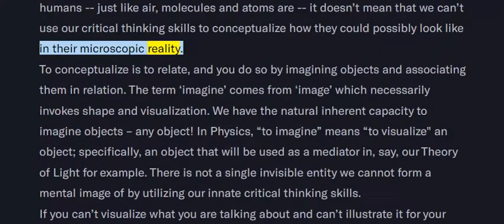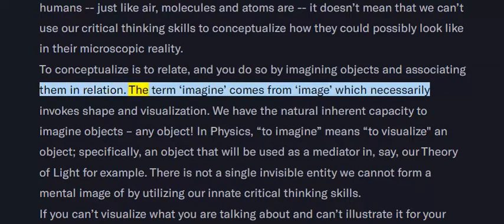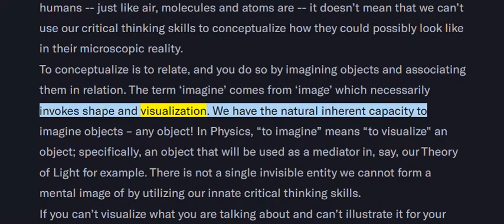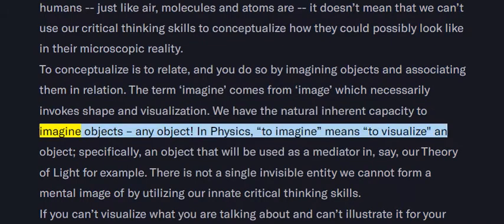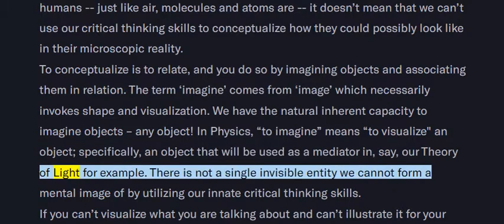To conceptualize is to relate, and you do so by imagining objects and associating them in relation. The term imagine comes from image, which necessarily invokes shape and visualization. We have the natural inherent capacity to imagine objects, any object. In physics, to imagine means to visualize an object, specifically an object that will be used as a mediator in, say, our theory of light for example.